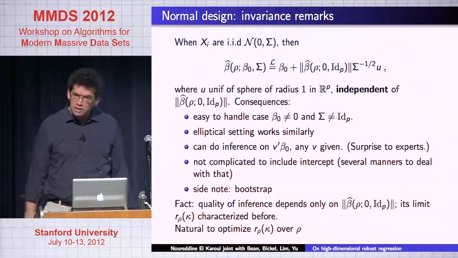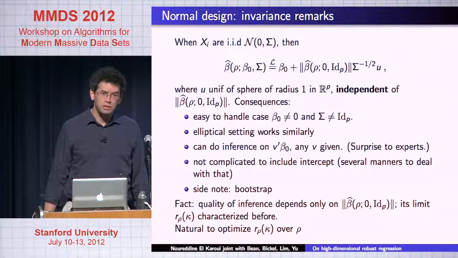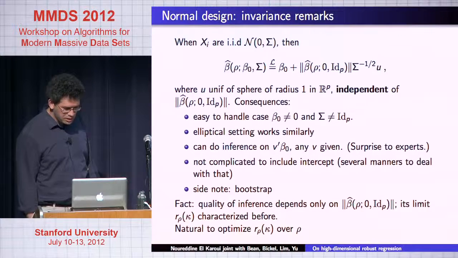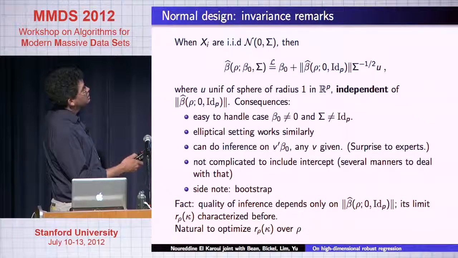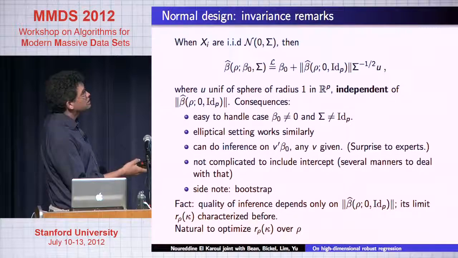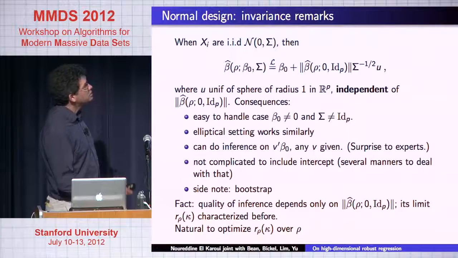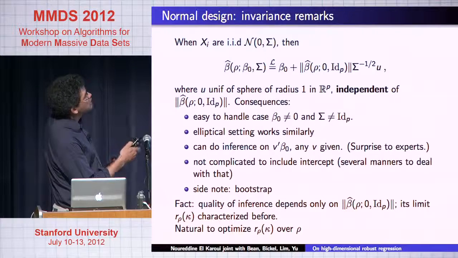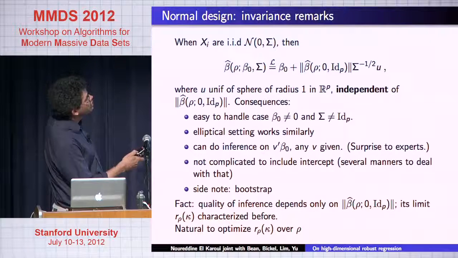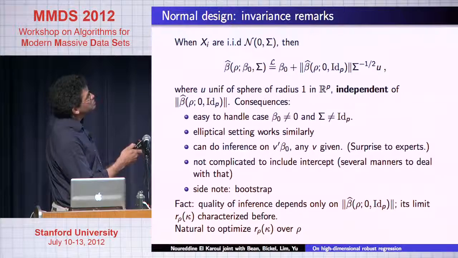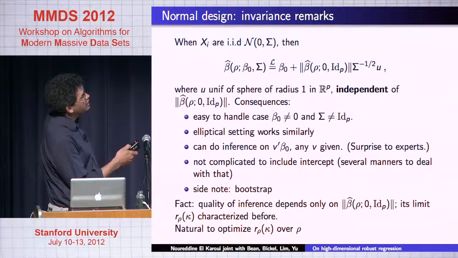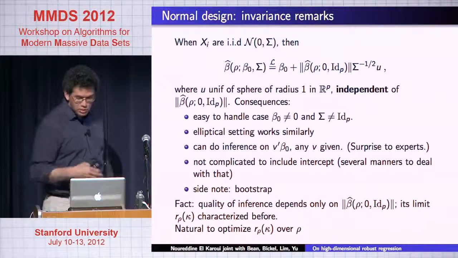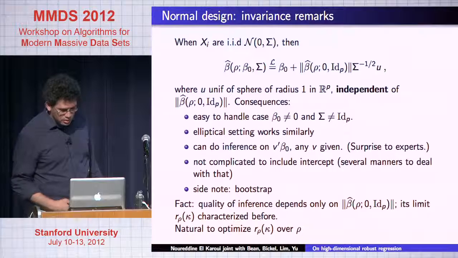Okay, this is just very simple invariance. So what that means is that it's easy to handle the case where beta_0 is not 0 and where Sigma is not the identity. The same sort of thing works in the elliptical setting. And what's very important is that you see v transpose times this U is normal, asymptotically. That's essentially obvious. And so it's possible to do inference about v transpose beta_0 based on v transpose beta hat, because you basically pick up the truth plus a normal whose variance depends on this quantity, the norm of beta hat for rho, 0, identity. Okay? It's also not complicated to include an intercept. There are several ways to do that.